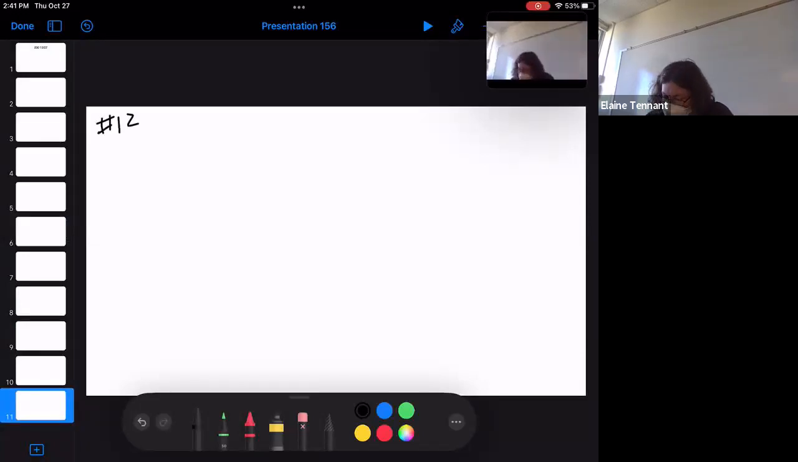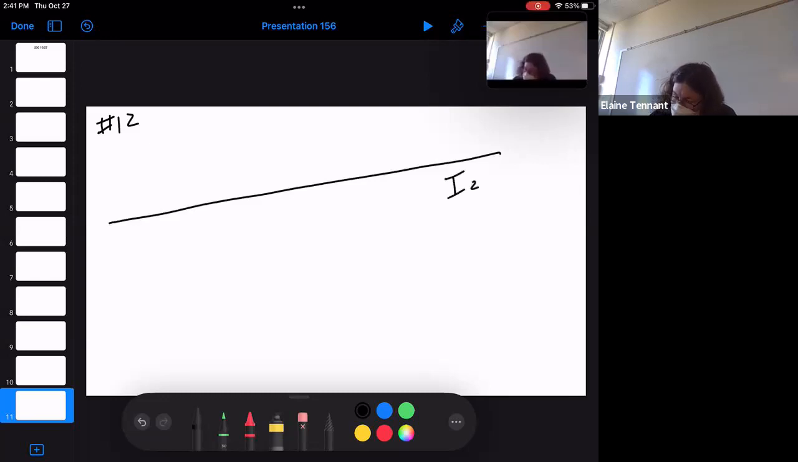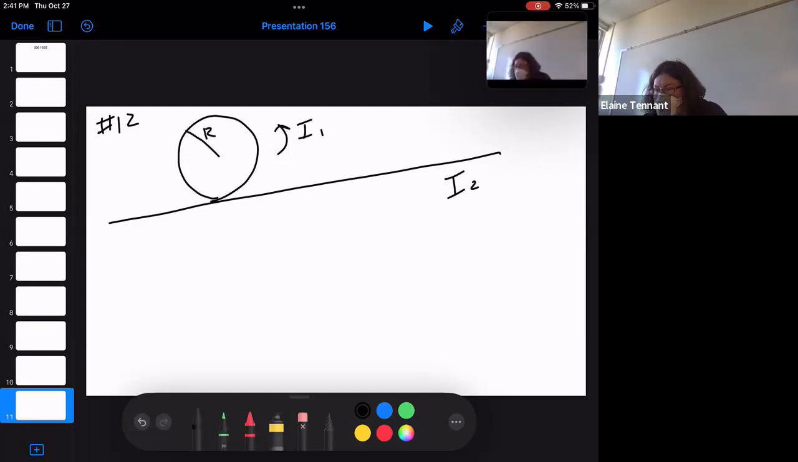Okay, so number 12, we have two wires. We have a long straight wire carrying some current I2, and we have a loop of wire carrying some current I1 in the counterclockwise direction. This loop of wire has a radius r. And we want to know where we would like the magnetic field at the center of the loop to equal 0.